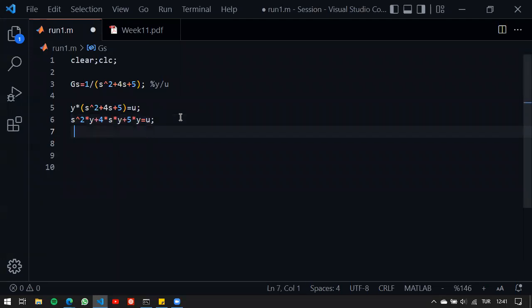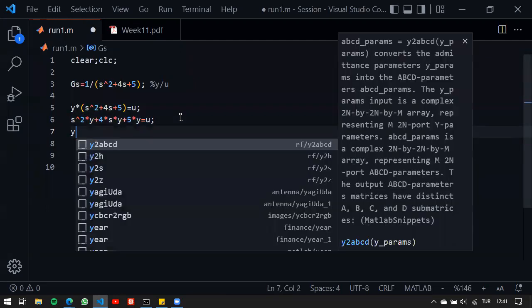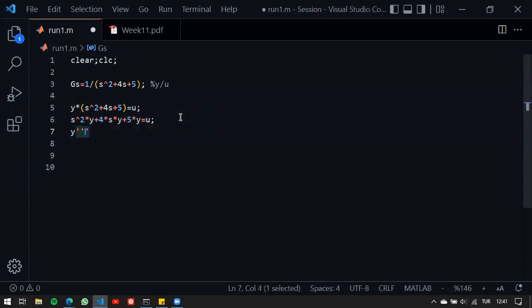So therefore, I can safely assume that multiplying with s gives us the derivative. Therefore, s squared is the second derivative of Y, plus 4 times, since I have 4s, 4 times the derivative of Y, and then 5 times Y, because this doesn't really change, and U, because it's a static relation. Now you can see I've obtained the differential equation of the system.